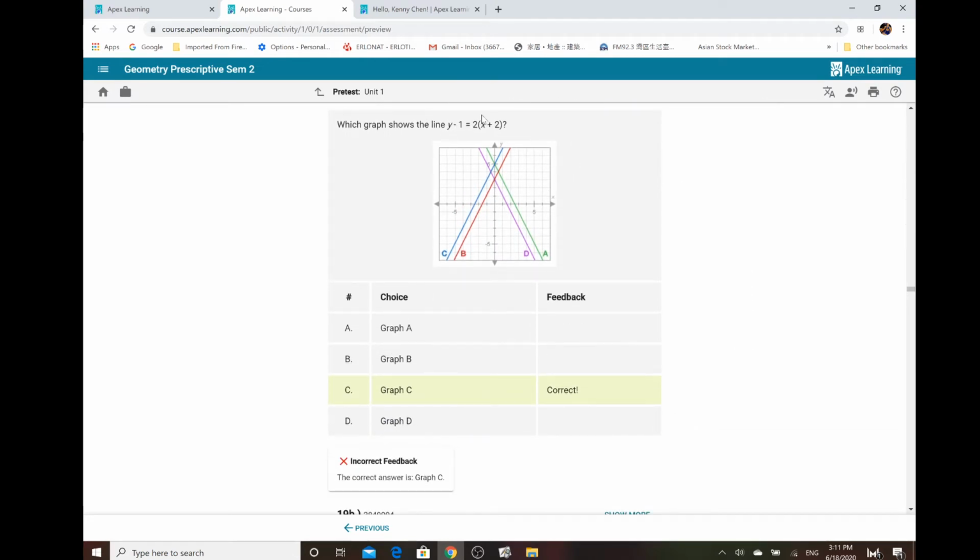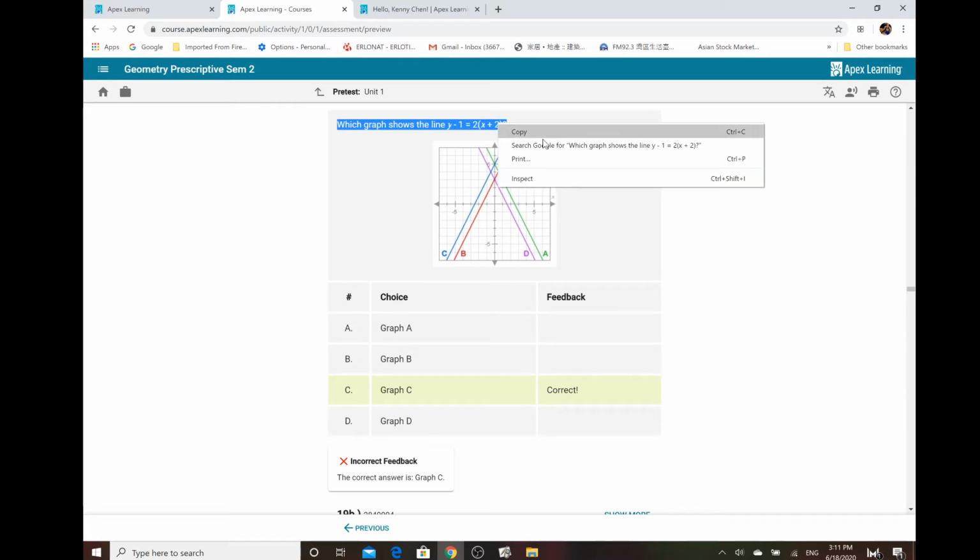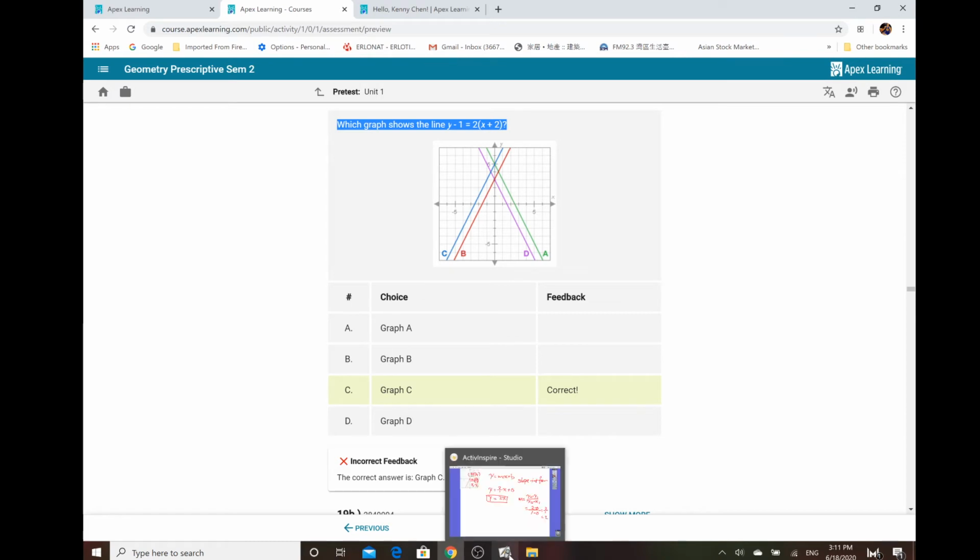If you see the point slope form like that, that means the first thing you want to do is simplify the whole thing. So let's do some analysis here. Once again, I'm going to copy and paste.